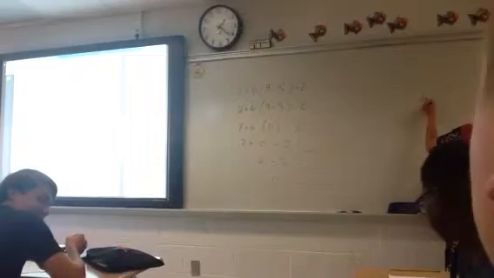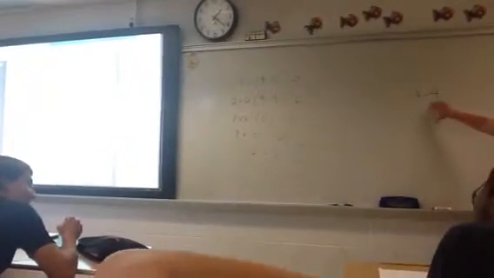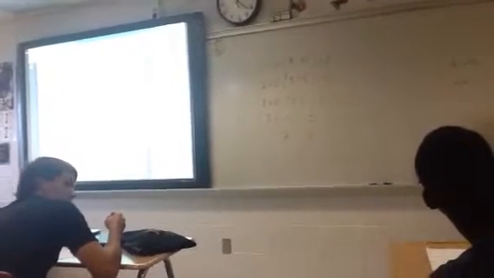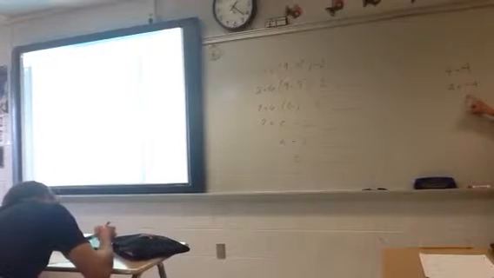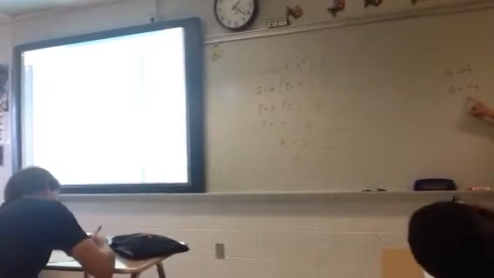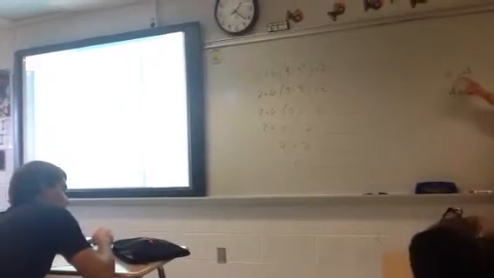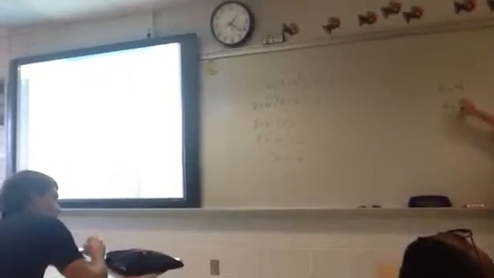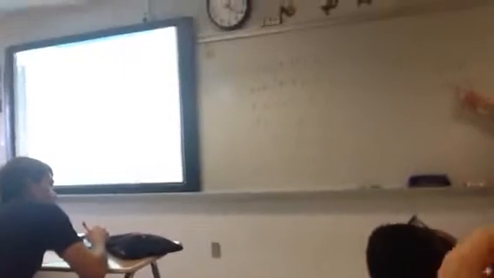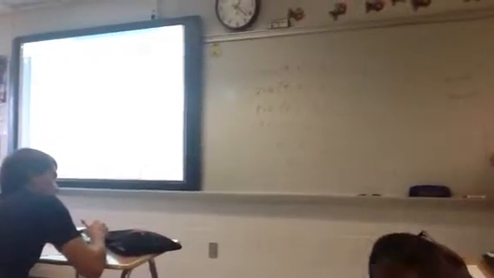If you have this, what's another way to write this? 4 plus what? Negative 4, good. That and that mean the same thing. Everybody okay with that? Just remember the rule: you change subtraction to addition and you take the opposite of the next number. So 4 minus 4 is the same thing as 4 plus negative 4. Okay.